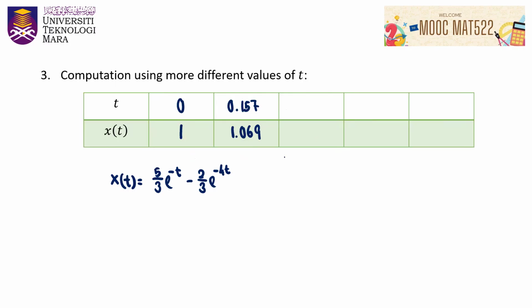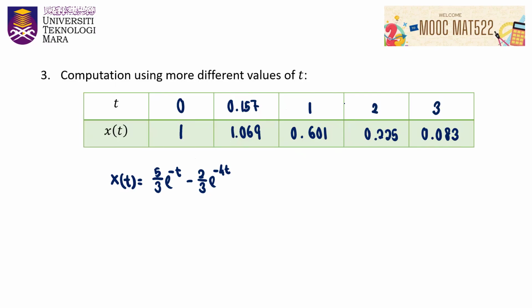Next, we try to pick more possible values of t and compute the corresponding result of x. The easiest choices are 1, 2, and 3. They have corresponding values of x: 0.601, 0.225, and 0.083. As you can see, the value of x increases from 1 to 1.069 and then decreases all the way further as the time increases.